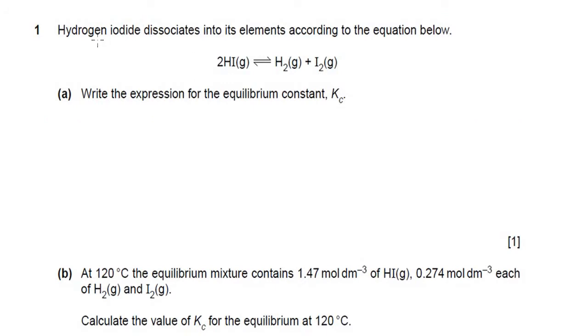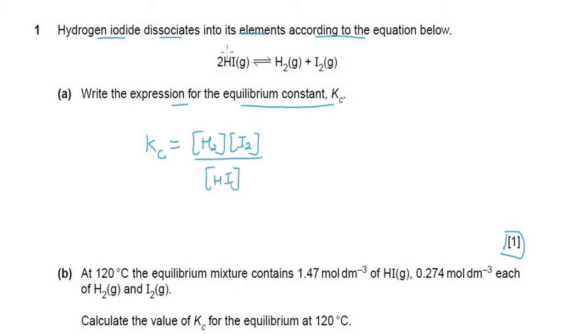The first question says hydrogen iodide dissociates into its elements according to the given equation. Write the expression for equilibrium constant Kc, which carries 1 mark. So let's write the expression for Kc, where the concentration of product on the numerator, that is concentration of hydrogen multiplied by concentration of iodine, divided by the concentration of hydrogen iodide raised to the power 2. Just writing this simple expression directly gives you 1 mark.